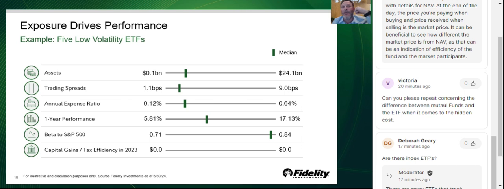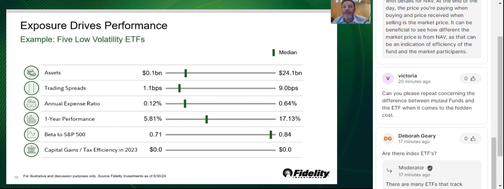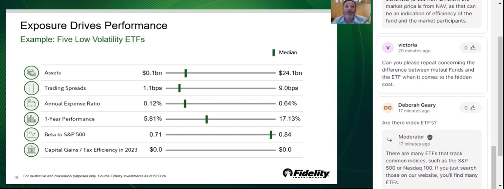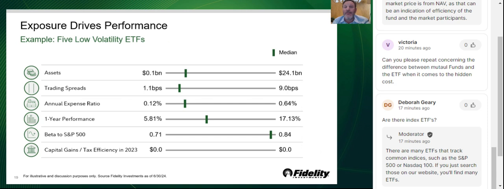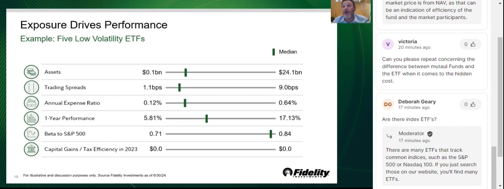So again, this is down to liquidity. There's a meaningful difference, right? It's 9 times more expensive to trade one ETF, like 9 basis points versus one. So that's important. The annualized expense ratio goes from 12 basis points up to 64. So one of these ETFs is 5 times as expensive as the others.